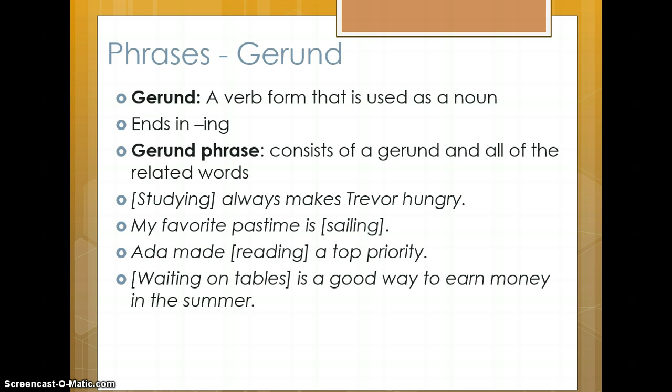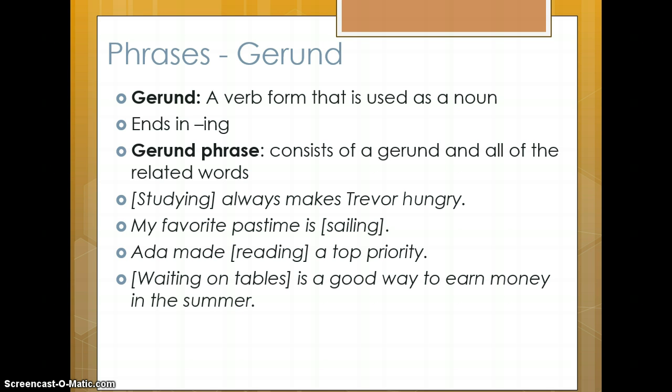Fourth type of phrase is a gerund phrase. A gerund phrase is another verb form. It's a verb that is functioning as a noun in a sentence. It's going to end in ing all the time. A gerund phrase, very similar, consists of a gerund and any of its related words, any of its modifiers.